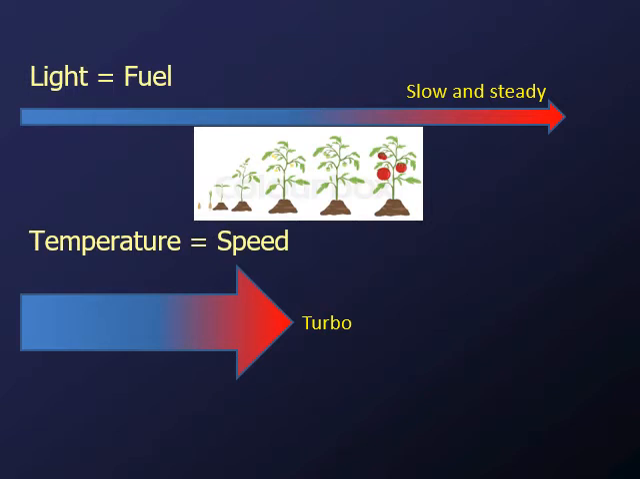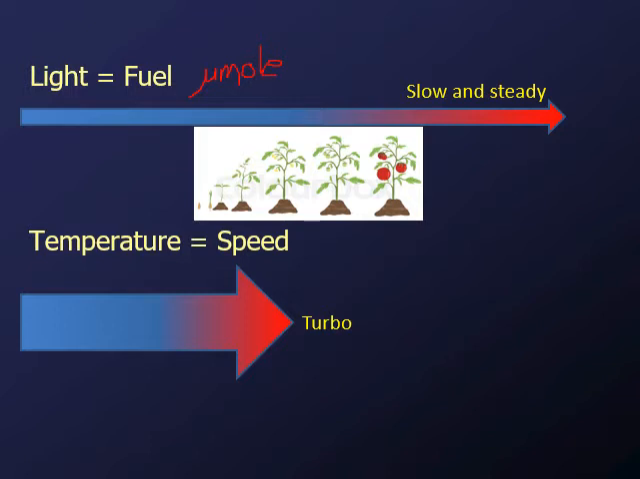So one more time here, right? Light equals fuel and temperature equals speed. So you can go slow and steady, or you can go really fast. And if you remember from one of my other lessons, I mentioned that you're better off to have lower light levels for a longer period of time than really intense light levels for a short period of time. So let's say we turn this into micromoles, right? Micromoles of light.